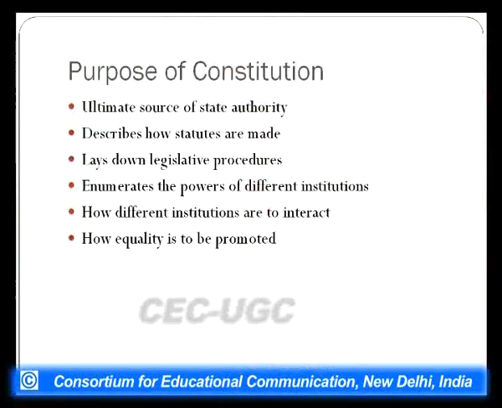Now, supposing we have different institutions, for example, we have a planning commission, we have a finance commission, we have an interstate council, we have zonal councils. These are different institutions with different roles. How are these to interact so that the interaction is free of conflict? And all this is mentioned in the constitution.